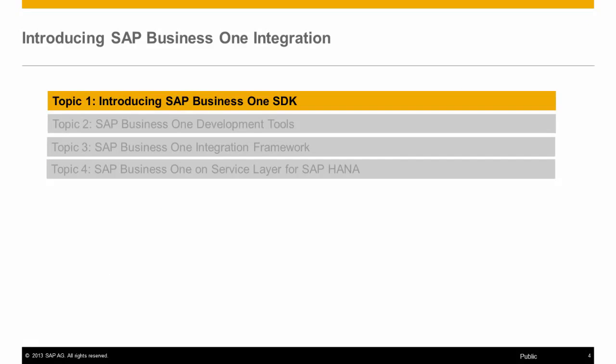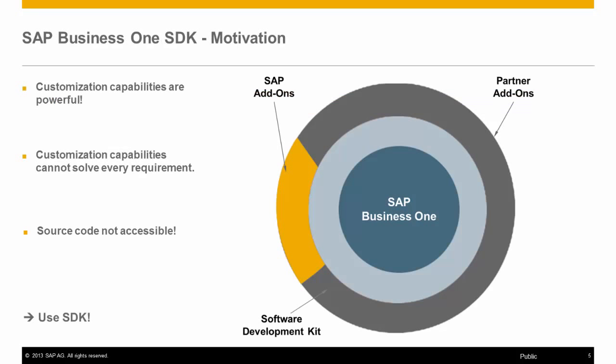Let's start by looking at the SAP Business One Software Development Kit. The SAP Business One SDK is a set of APIs that allow for integration with SAP Business One at a data and user interface level. The SAP Business One core functionality is kept separate, and access to data in and out of SAP Business One is through the 2 APIs.